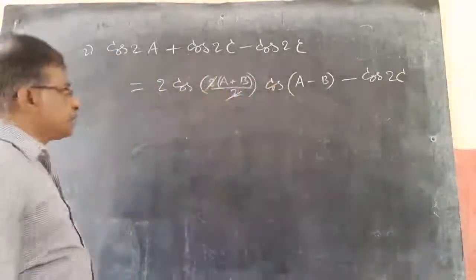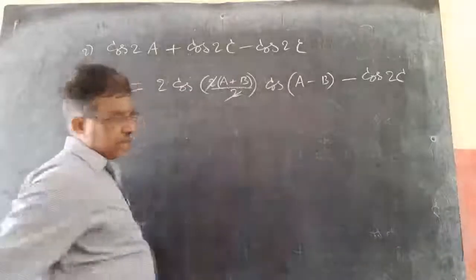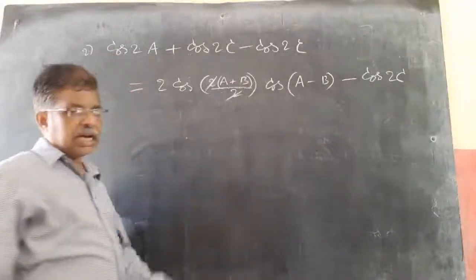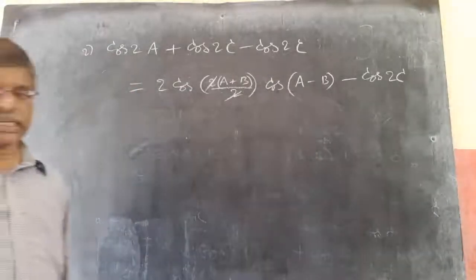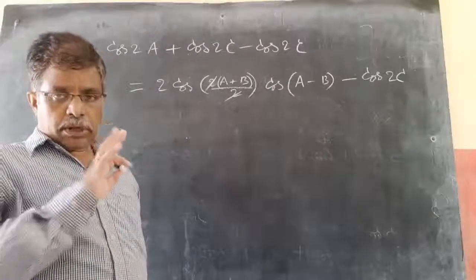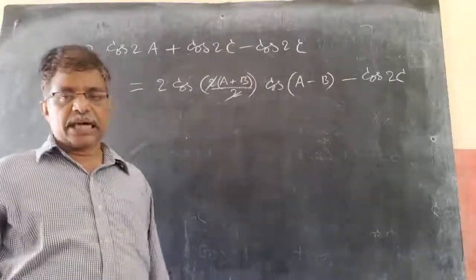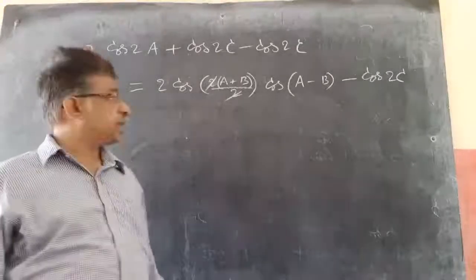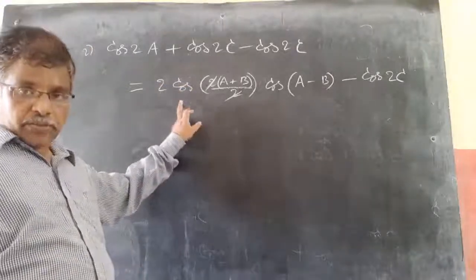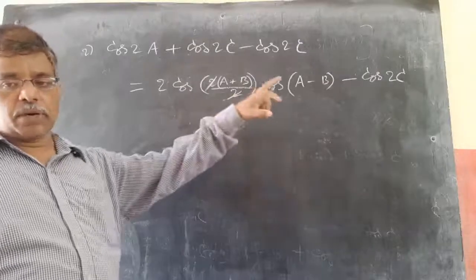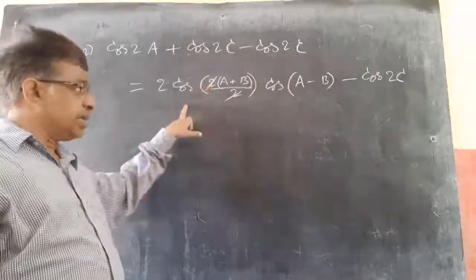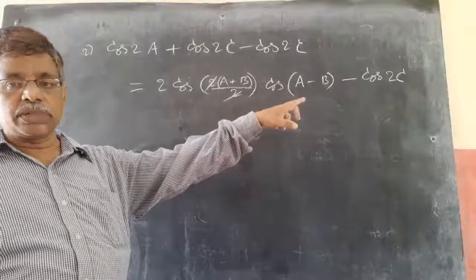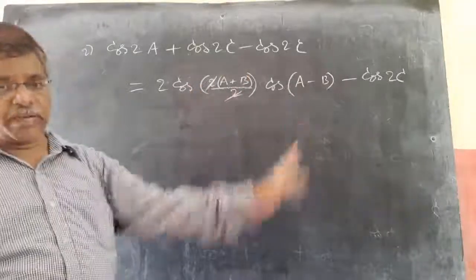In the next step, you need to expand cos 2 theta. For cos 2 theta I gave you formulae: cos 2 theta equals cos square theta minus sin square theta, 1 minus 2 sin square theta, or 2 cos square theta minus 1. Depending on the value you get here, you need to apply the formula there. If it is sin, then apply 1 minus 2 sin square; if it is cos, then 2 cos square minus 1.